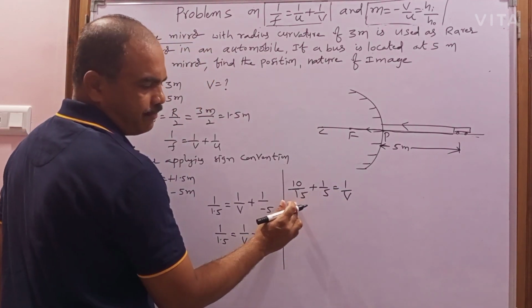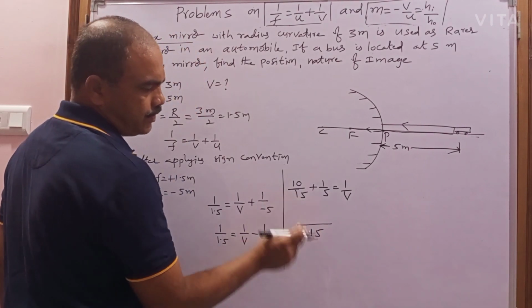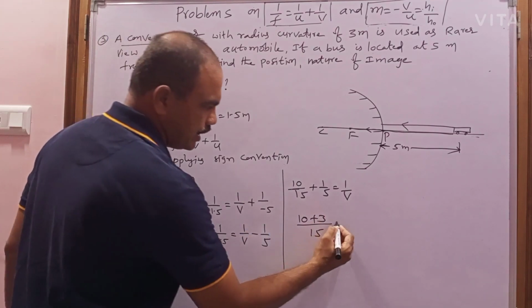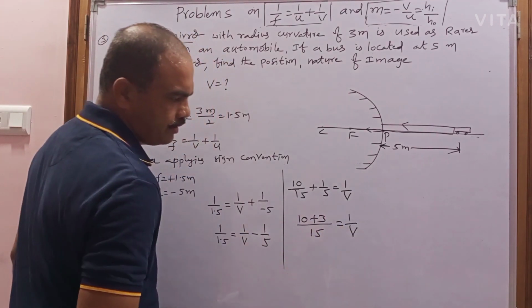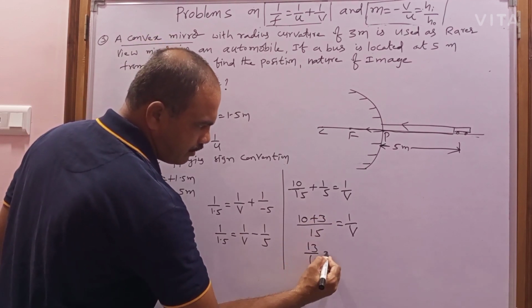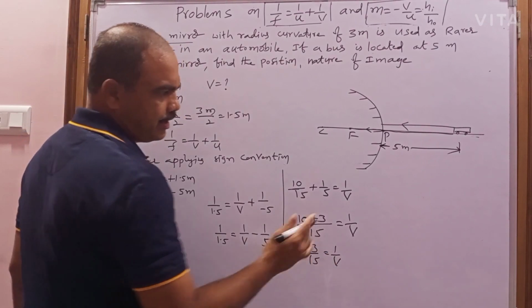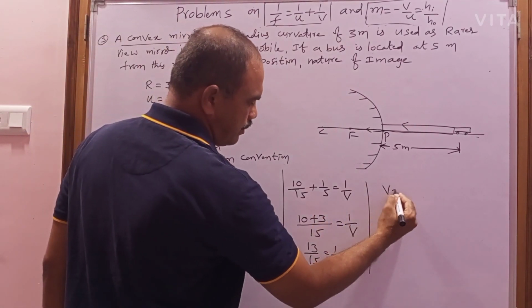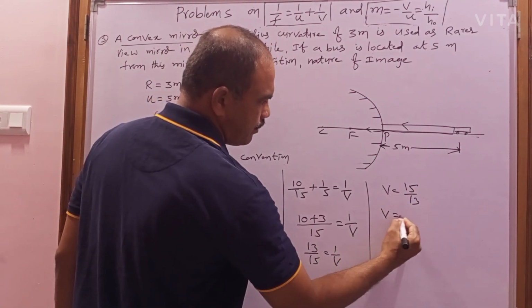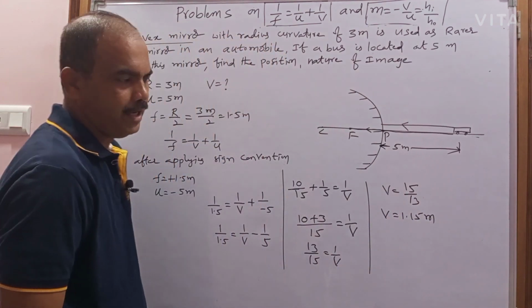Now what is the LCM of 15 and 5? 15. When we do the LCM, what do we get? Here 10 and here 3, equal to 1 by v. When we simplify, 10 plus 3, 13, so 13 by 15 equals 1 by v. Now when I invert it, v equals 15 by 13. 15 by 13 means 1.15, so 1.15 meter.